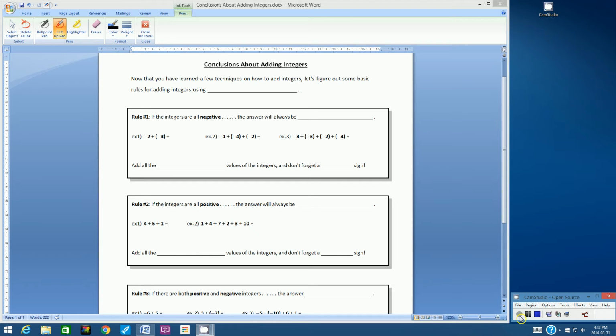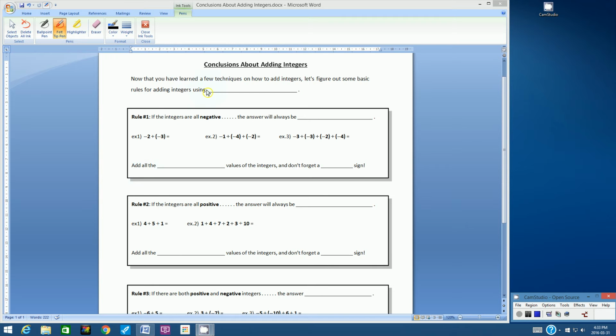The whole strategy behind teaching you different techniques about how to add integers using tiles first and then with number lines is so that you can internalize those techniques and use them when you get stuck. However, my hope is that you start to figure out how to add integers without drawing tiles or number lines. So let's begin with this note.